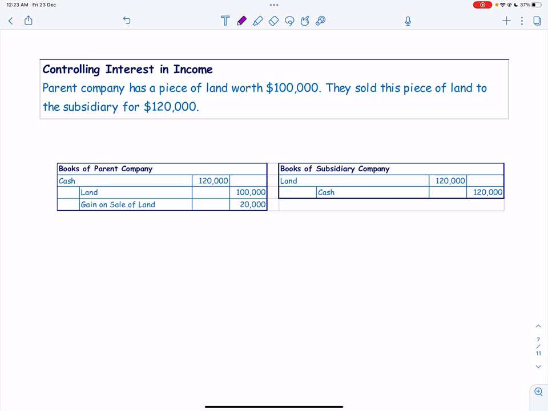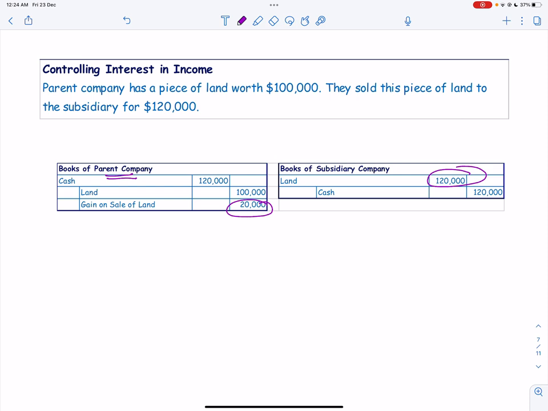Parent company has a piece of land worth 100,000. They sold this piece of land to the subsidiary for 120,000. So the parent company in its books will report the gain of 20,000 and the subsidiary in its books will report the purchase of land for 120,000.